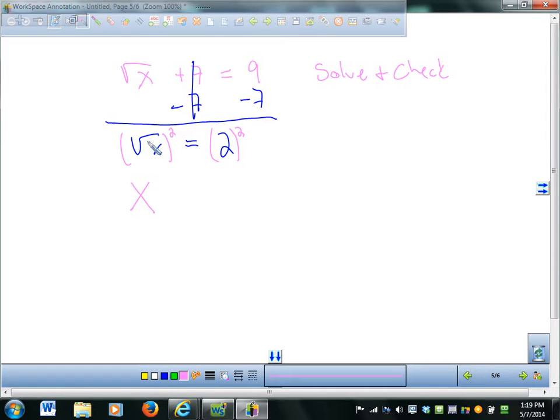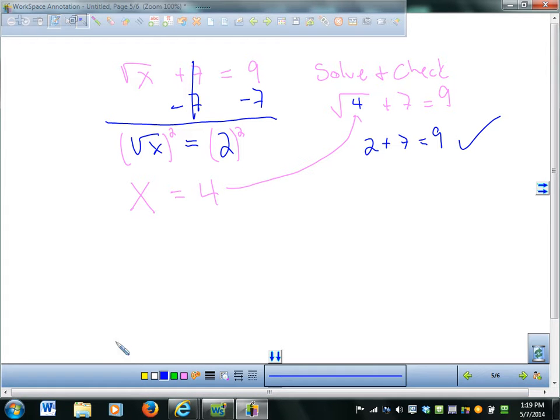So when I square a square root, it gets rid of the square root, and when I square 2, what do I get? 4. Okay? And then you're done. Just to make sure that you got the right answer, and you should really do this because we're going to talk about something in a minute, you have to check it by plugging into the original equation. So I'm going to take my 4 and put it in there. Does it check out? What's the square root of 4? 2. Is 2 plus 7 equal to 9? Yes, so it checks.